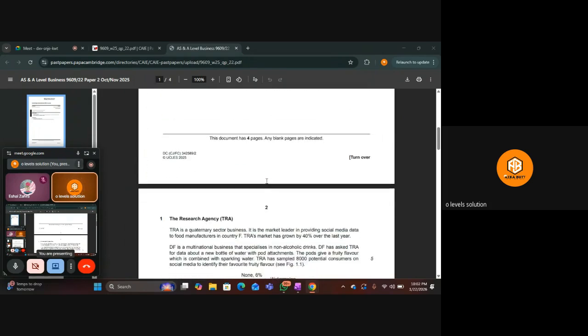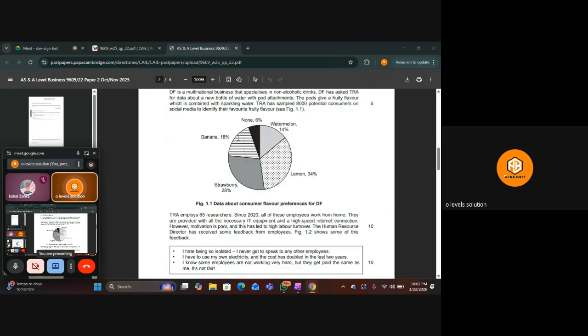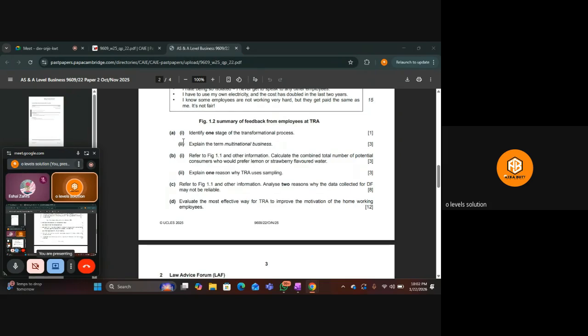Okay, so we have this case study. First of all, let's read the questions. Here, they're asking to identify one stage of the transformation process, where we basically transfer the inputs into the output, which means that we use the materials and all the labor effort, and then we transfer them into the finished product. That's basically called the transformation process.